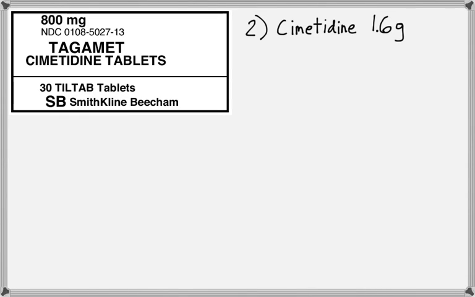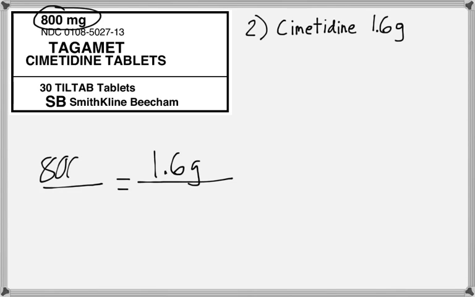On number 2, the order is coming in for 1.6 grams of cimetidine. So I need to set up my proportion. And on the left, the strength is going to be 800 milligrams, and this is going to be per 1 tab. So because this is tablets, it's over 1 tab.